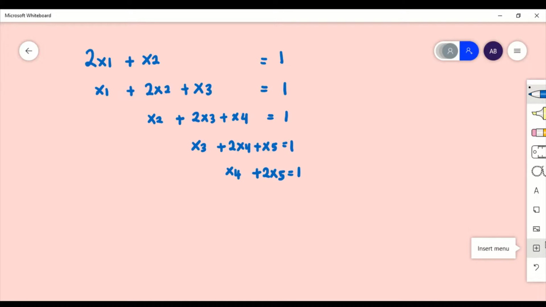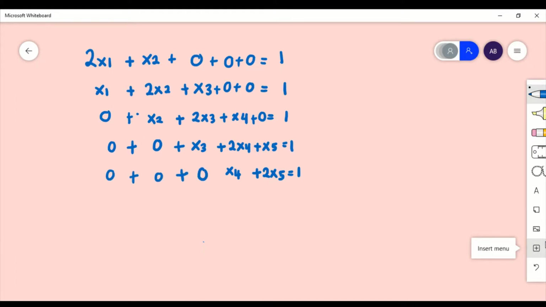So if you look at this whole thing here, this is a big system. Usually you don't write the zeros there, but I just want to show you this is a 5 by 5 system of linear equations. Again, you don't have to write the zero, but I just want to show you.